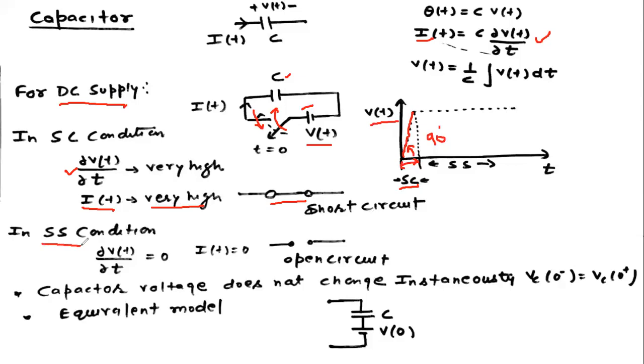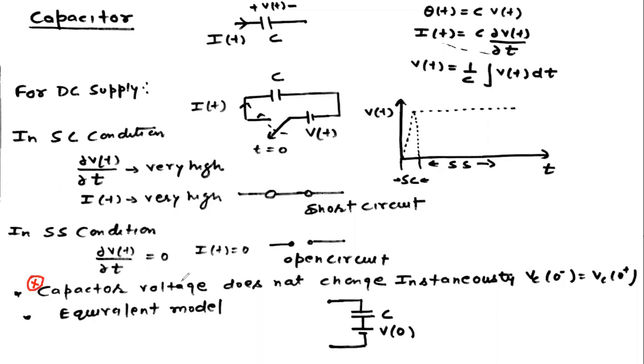In the steady state condition, dv(t)/dt is zero, as there is no change in the voltage. So the change in voltage with respect to time becomes zero, so dv/dt becomes zero, and the value of current i(t) is zero. Current zero means open circuit. So in the steady state condition, the capacitor works as an open circuit. A very important point about the capacitor, remember always, this is very important.